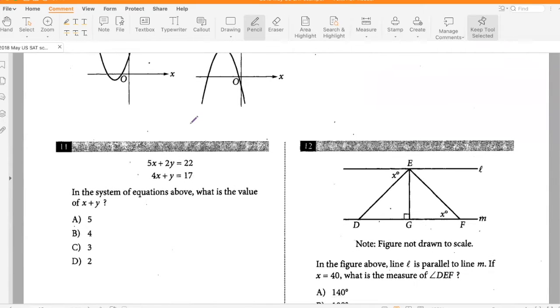In the system of equations above, what is the value of x plus y? So if I subtract them, I get x plus y is 5. So A.